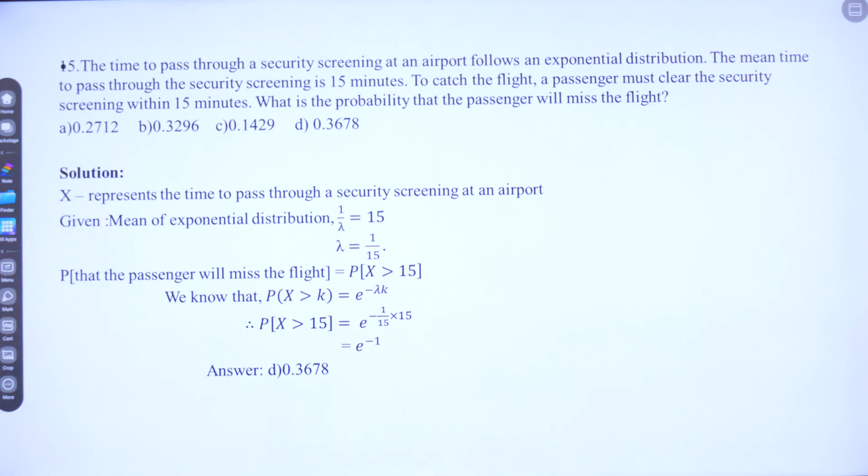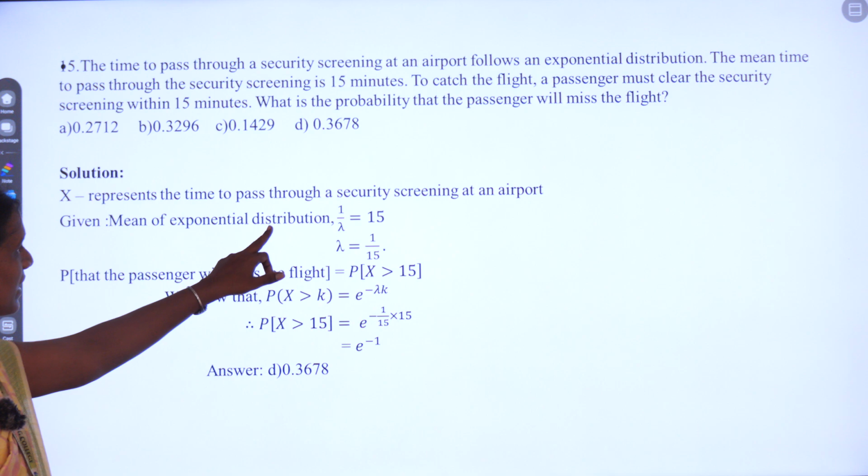Next is problem number 15. The time to pass through a security screening at an airport follows an exponential distribution. The mean time to pass through the security screening is 15 minutes. To catch the flight, a passenger must clear the security screening within 15 minutes. What is the probability that the passenger will miss the flight?